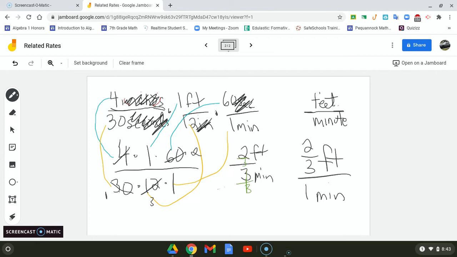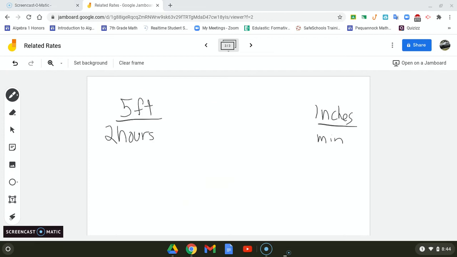Okay, let's do another problem. Let's say Timmy's pet turtle can go 5 feet in 2 hours. Again, the turtle's not moving too fast. But we want to find out how many inches per minute that turtle is moving. So again, we have to convert from feet to inches. You know that conversion is going to be 12 inches over 1 foot.